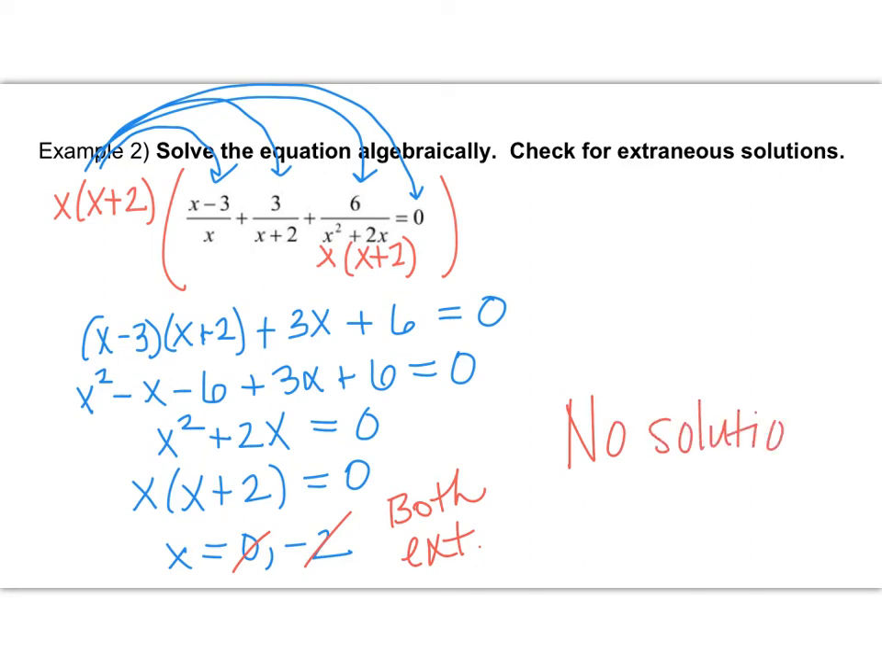A way to think about this one graphically, and you can check this in your graphing calculators, is if you were to type this entire thing into a y equals and look at the graph, it'll never touch the x-axis. It has no zeros. It has no x-intercepts. So if you're ever unsure about a problem, you can always check that way as well.